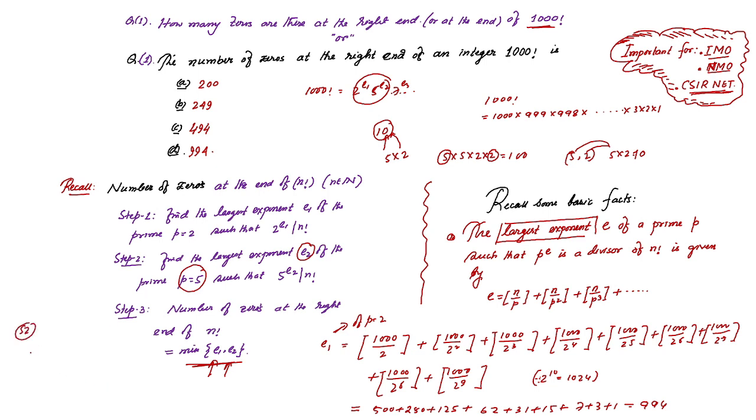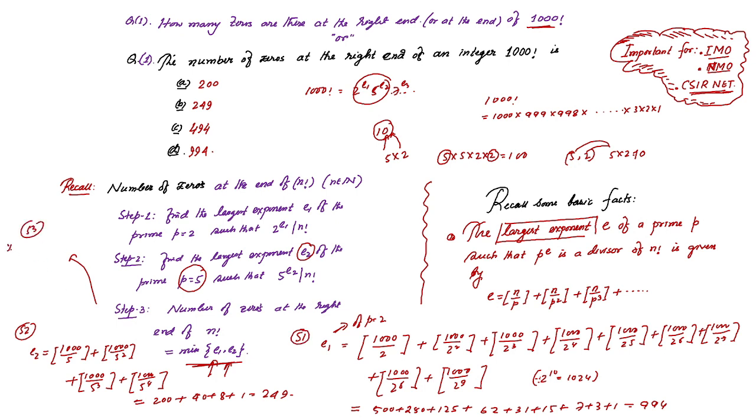We need to find E2, the largest exponent of p equals 5. That will be floor of 1000 by 5, plus 1000 by 5 square, plus 1000 by 5 cube, plus 1000 by 5 to the power 4. If we take 5 to the power 5, that is greater than 1000, and after that all the floor values are 0. So this number will be 200 plus 40 plus 8 plus 1, that means 249. Now we apply step 3.